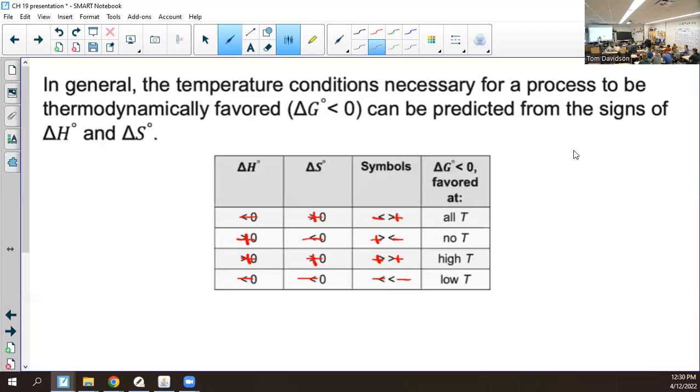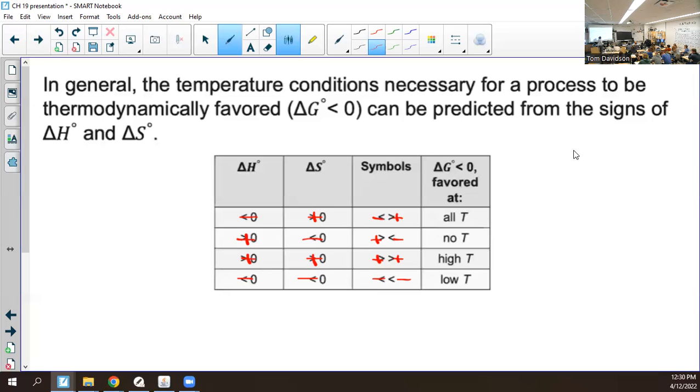It will never be spontaneous. So what it really means is the reverse is spontaneous at all temperatures. Okay, then those aren't too tricky. It gets in here. Now it matters, because the temperature, it may or may not be spontaneous at one or the other. So this is where it gets tricky.